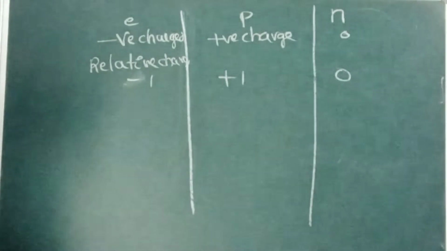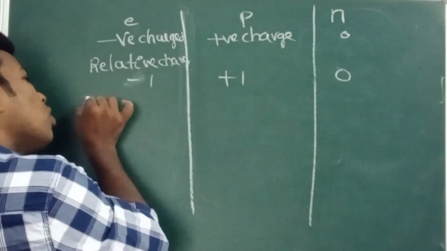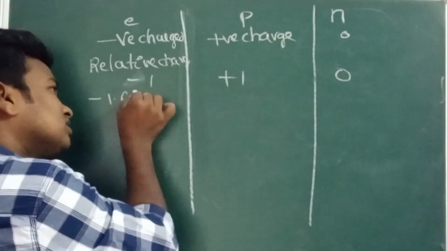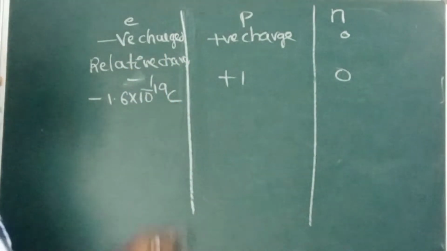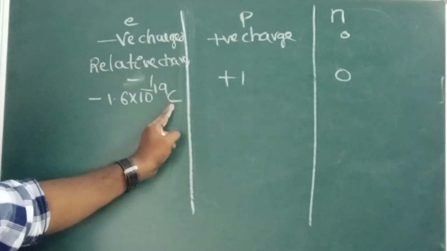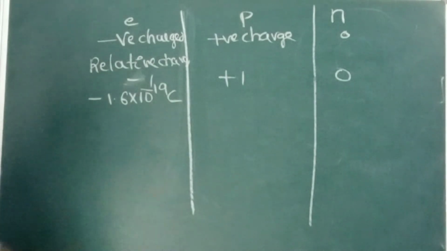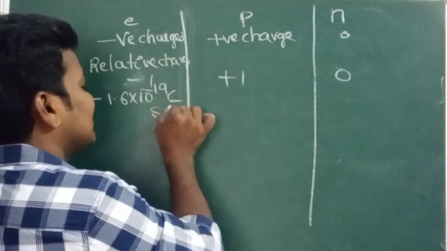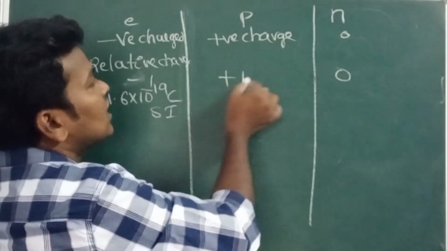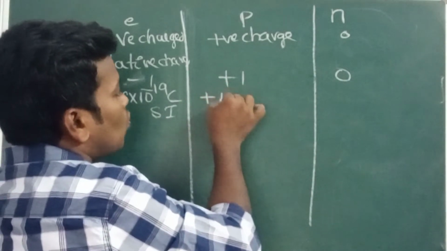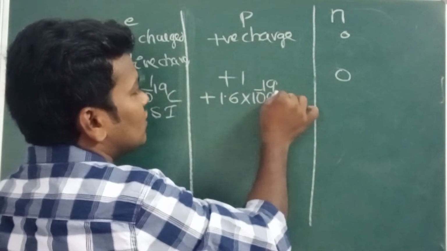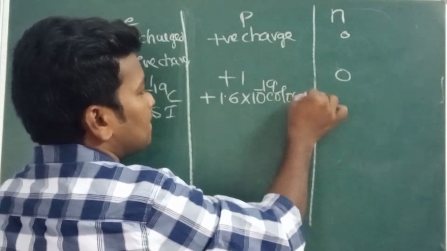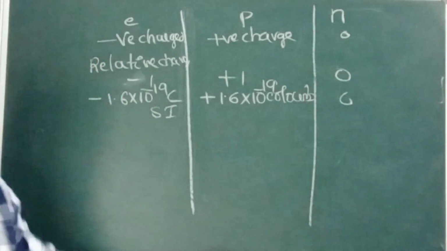The charge of the electron is equal to minus 1.6 into 10 to the power of minus 19 coulombs. C stands for coulomb, the SI unit. And the proton has plus 1.6 into 10 to the power of minus 19 coulomb. The neutron doesn't have any charge.